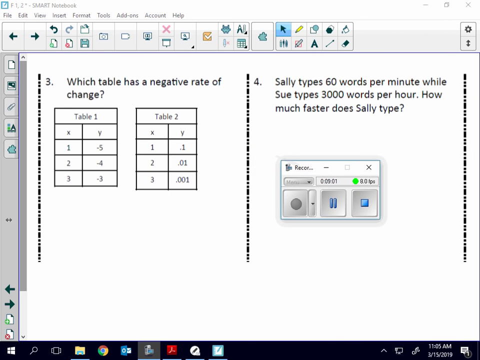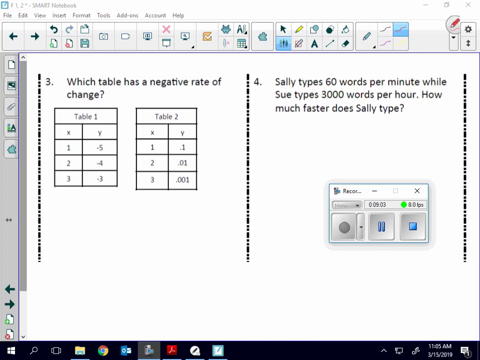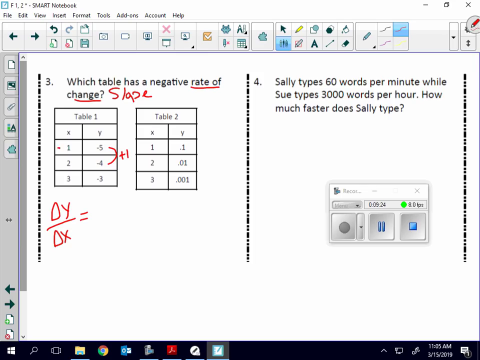Okay, which table has a negative rate of change? Again, rate of change means slope. How do we find slope from a table? We do the change in y over the change in x. Okay, so the change in y, here I'm getting bigger, right? To go from a -5 to a -4 is getting bigger by 1. Here we're getting bigger by 1. So this is a 1 over 1, which is not negative. So we assume the next one is going to be a negative, but let's double check.